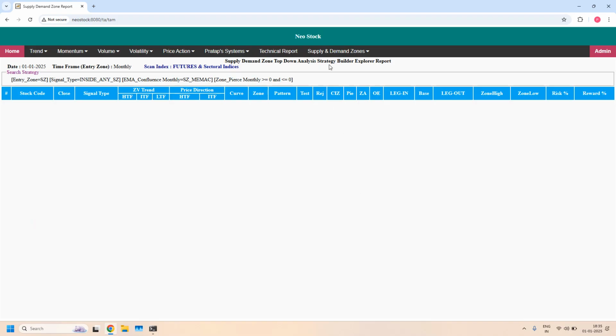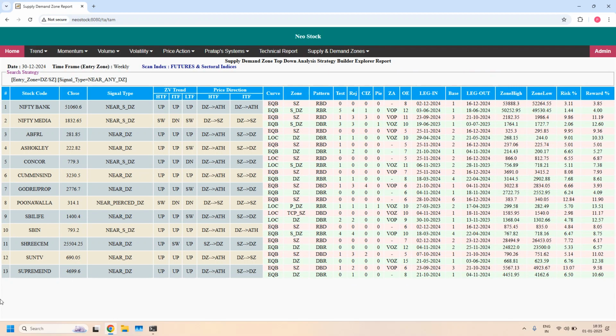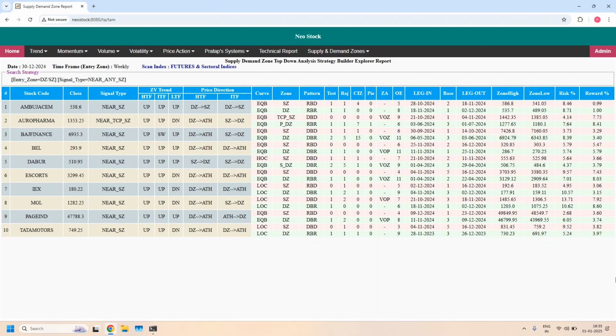Okay, next time frame is weekly. Stocks near weekly demand zone. 13 stocks are filtered. Next, weekly time frame. Stocks near weekly supply zone. 10 stocks are filtered.